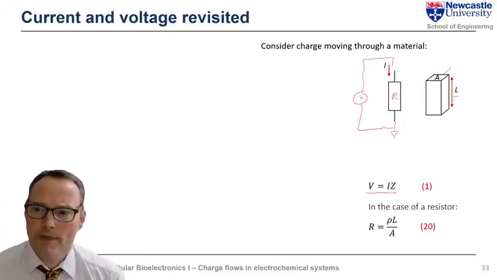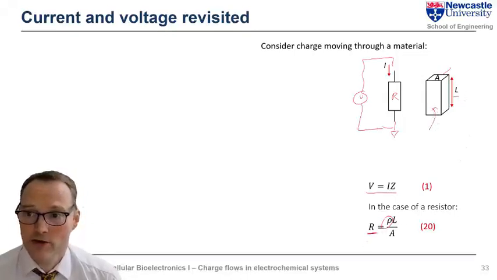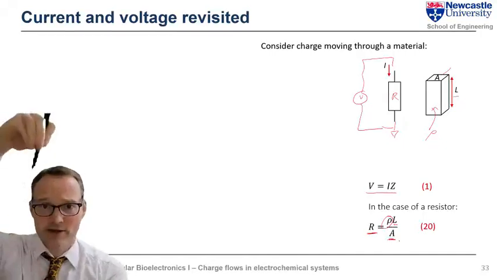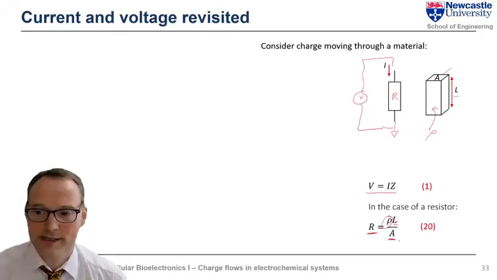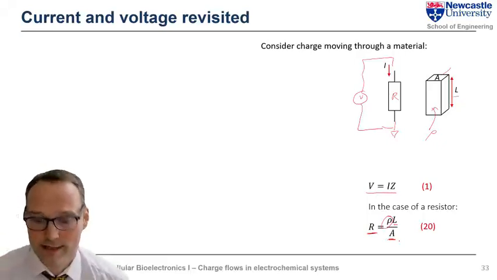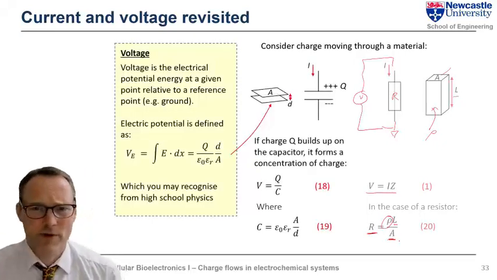And then it's worth noting that the resistance is defined by the resistivity of the material. So there's a resistivity, and the resistance is that resistivity multiplied by the length divided by the area. In other words, as you make a resistor longer, it becomes more resistive. As you make it wider, it becomes less resistive. This is all fairly straightforward stuff.